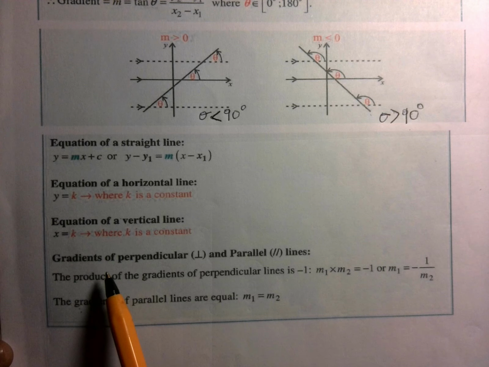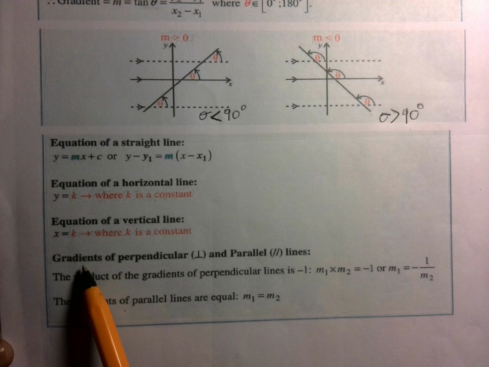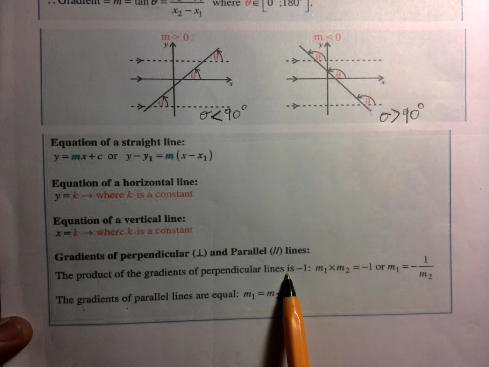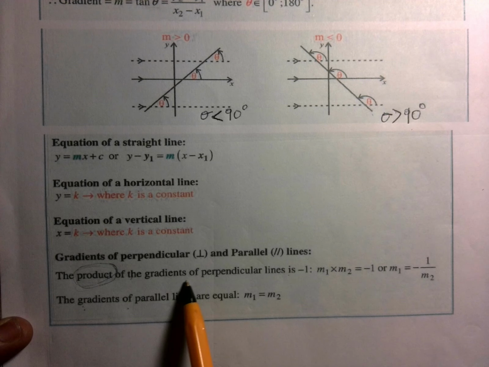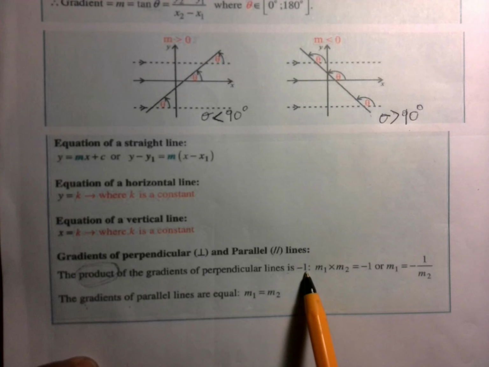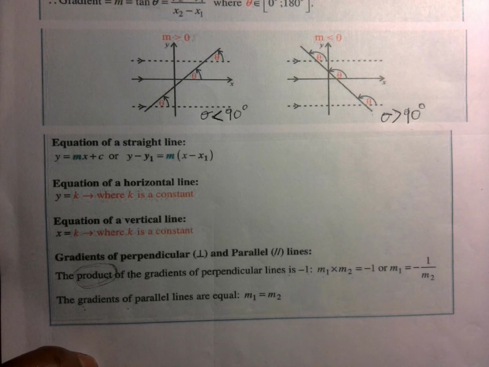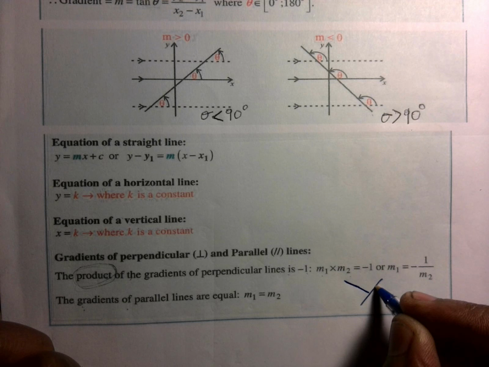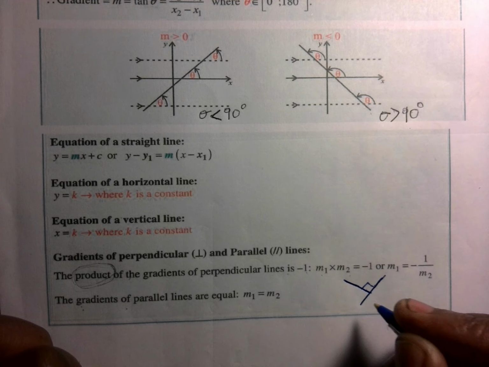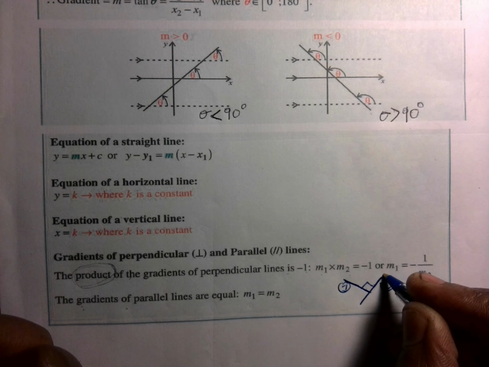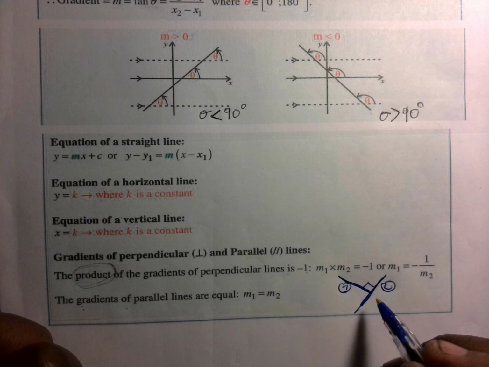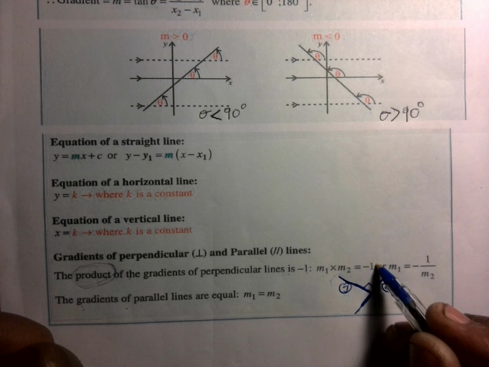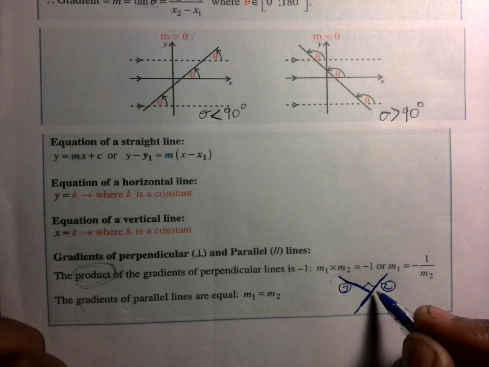Now the gradients of perpendicular and parallel lines. We know that the product of the gradients of perpendicular lines, meaning here we are multiplying, is equal to -1. So that will be m1 multiplied by m2 is equal to -1. That's if we have two lines. For example, we can have a line here and another line there. This is going to be line 1, and this one is going to be line 2. If we get a gradient for line 1 and a gradient for line 2, and we multiply the two gradients, our answer is going to be equal to -1. So we're going to make use of this relationship to get the gradient of the second line.